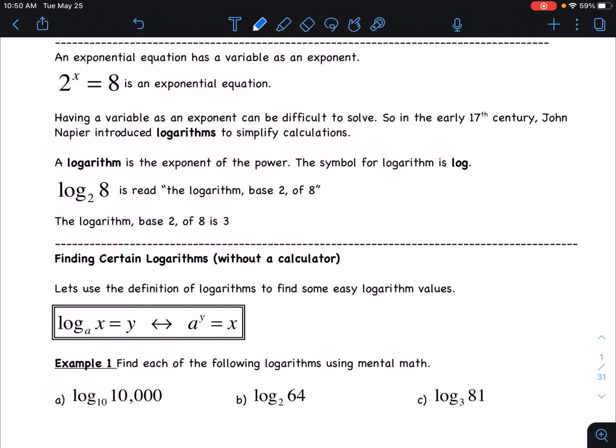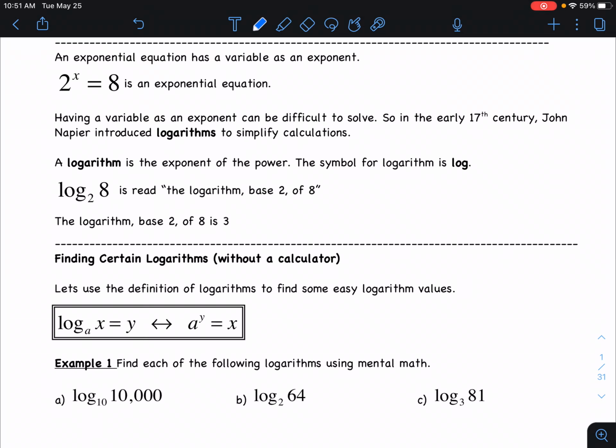Now, having a variable as an exponent can be difficult to solve. So in the early 17th century, that would be the 1600s, John Napier introduced logarithms to simplify calculations. Now remember, this was way before the time of calculators, and calculators weren't just magically created. Somebody had to know how to do algorithms to program them into the calculators.